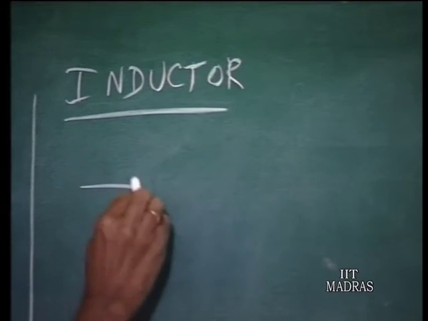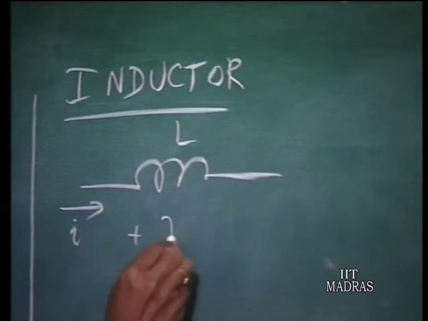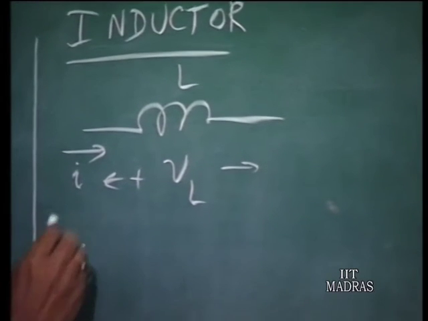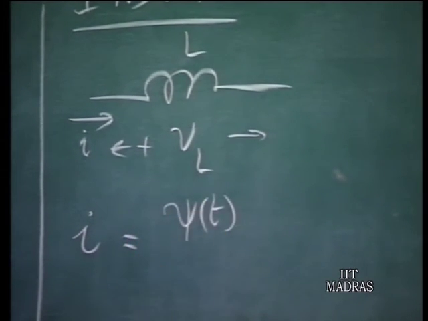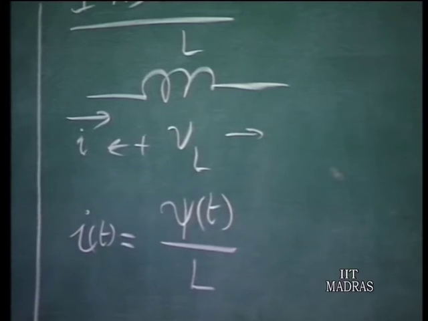We have an inductor L carrying a current I, and let us say the voltage across this is VL. We know that the current in an inductor, I, equals the flux linkages in the inductor at any point of time divided by L. That is the defining parameter for an inductance.